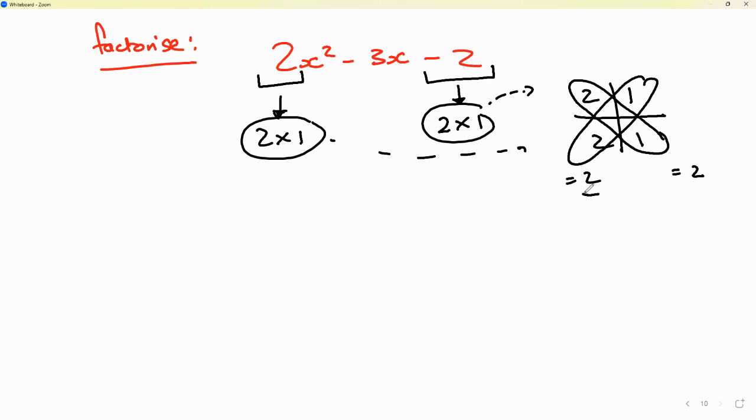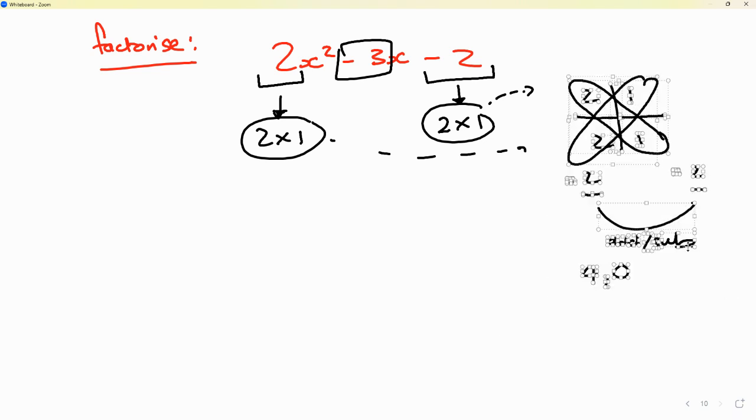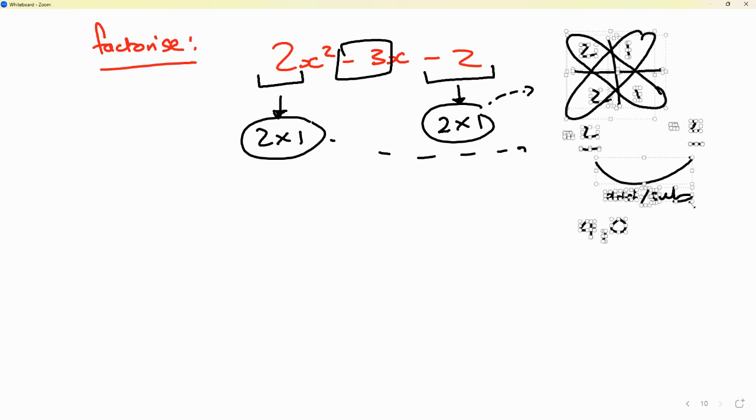And if I look at these two values of 2, they need to add or subtract in order to get the middle term, which is going to be negative 3x, or just negative 3. At the moment, this will add to 4 and subtract to get to 0. Now, that's not going to work, right? So what I need to do is swap one of the factors around and then redo this entire process.